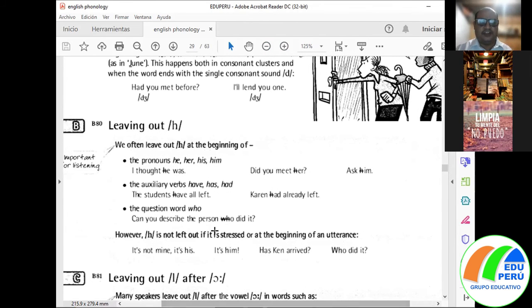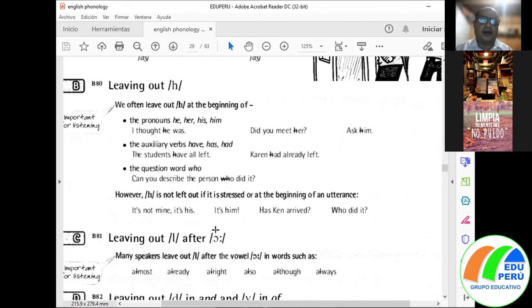Now, let's continue with the other one, leaving out h. We often leave out h at the beginning of the pronouns he, her, his, him. Notice the example: "I thought he was." This is a slow way, no? "I thought he was." It's okay, it's perfect, but now try the other side. "I thought he was."